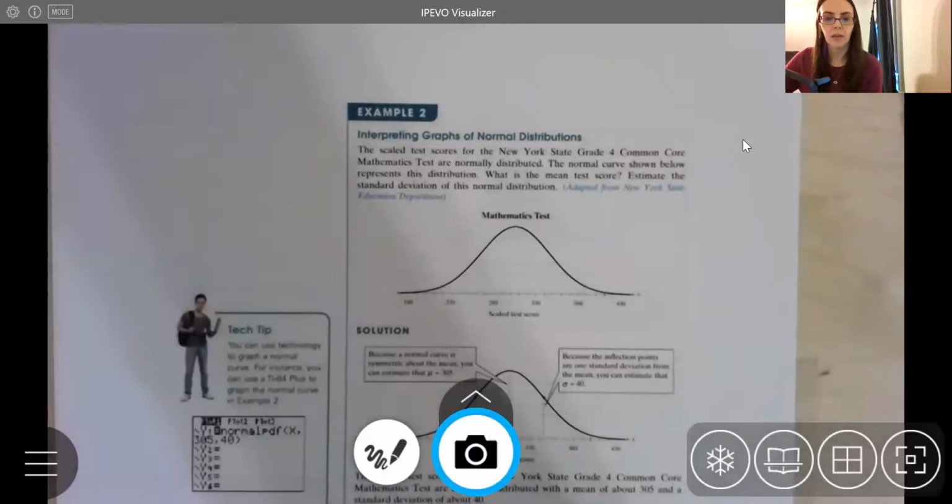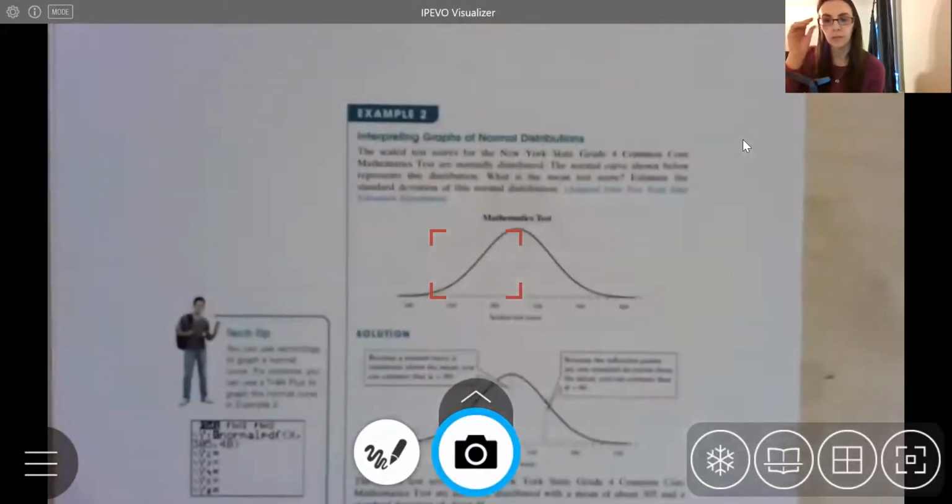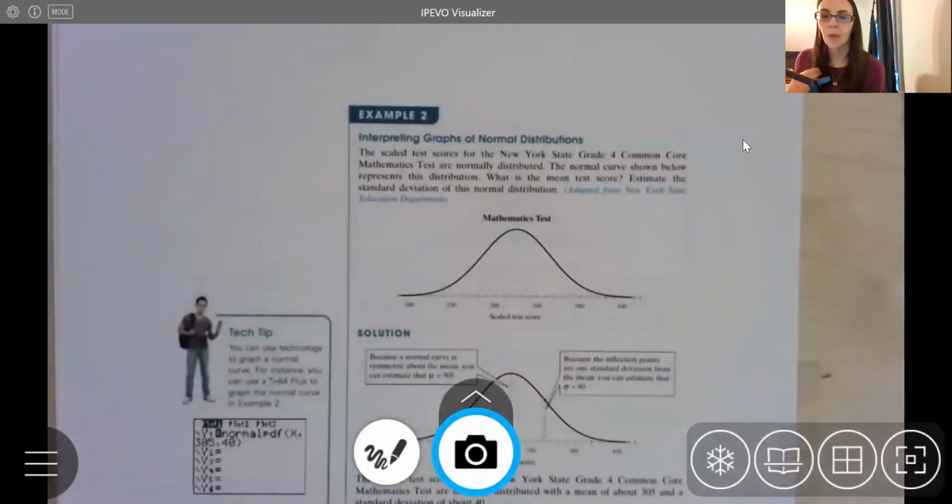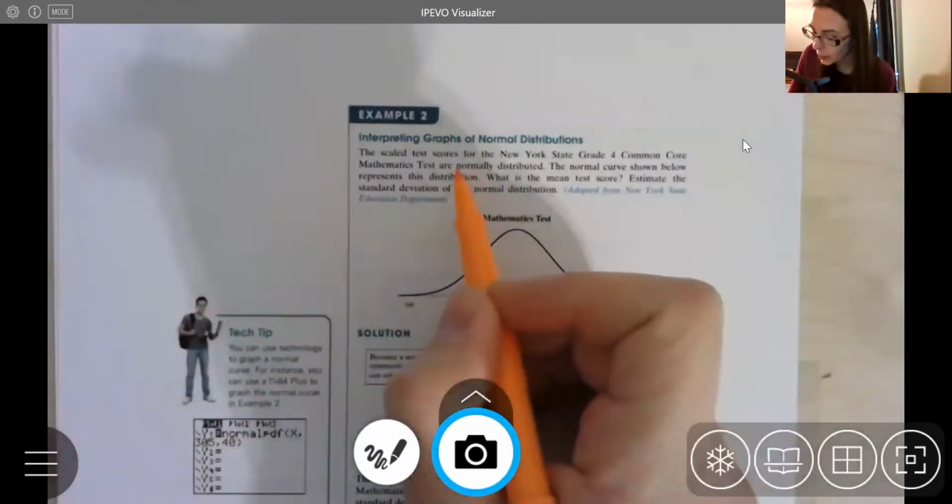Let's look at another example here. All right, again, just a little bit more interpretation with those graphs of normal distributions. So this is an example of math test scores. The scaled test scores for the New York State Grade 4 Common Core Mathematics test are normally distributed.